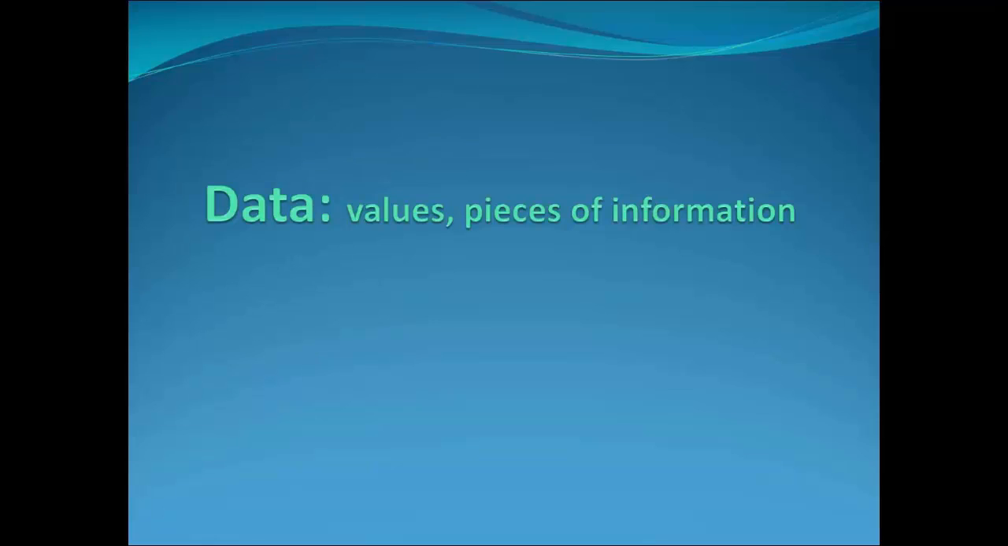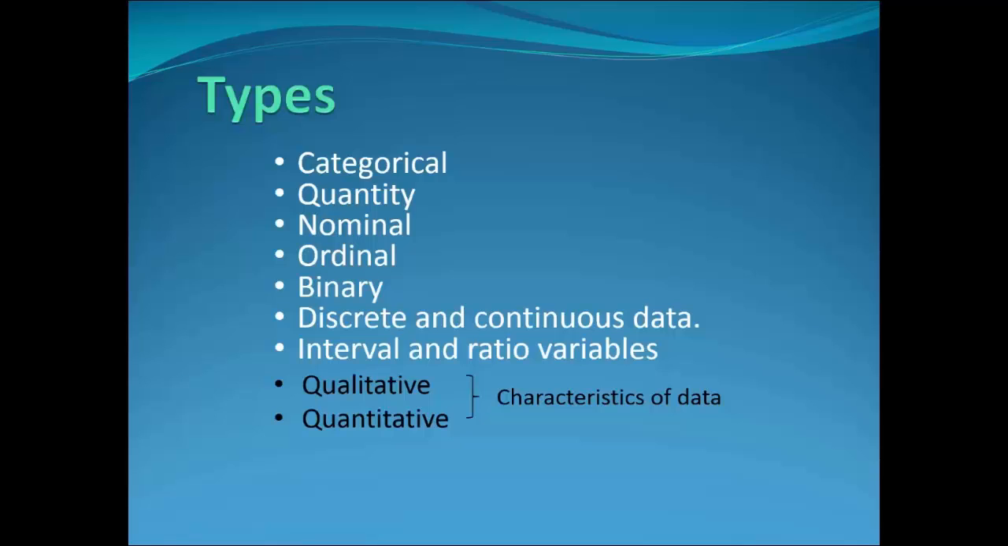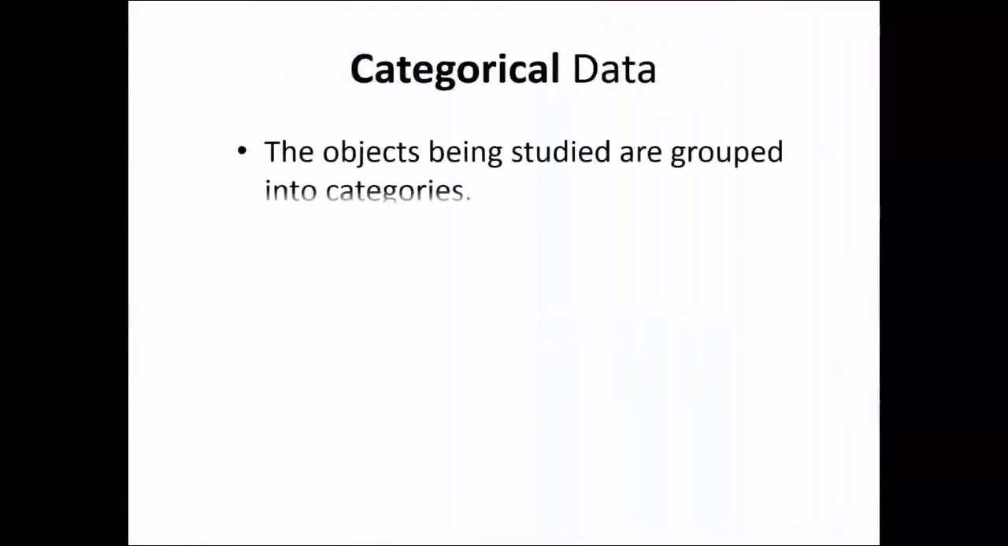We talk about this a lot, and again, this is going to be a review, but we don't think about it on a day-to-day basis. So data are those values. It's our pieces of information. It can be categorical. It can be a quantity. It can be nominal or ordinal as far as different categories. Binary, discrete, or continuous. There can be different qualitative or quantitative characteristics of the data.